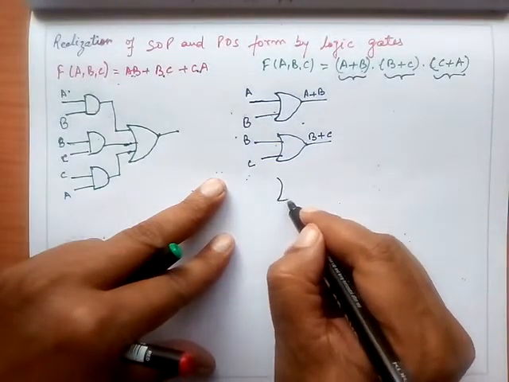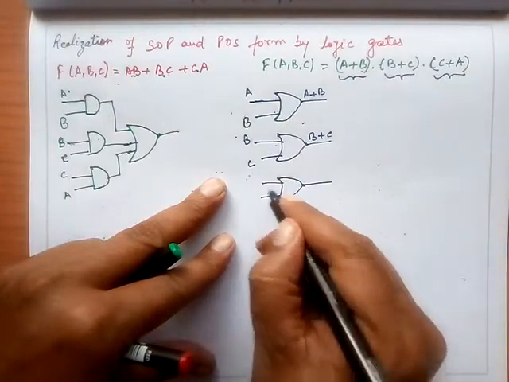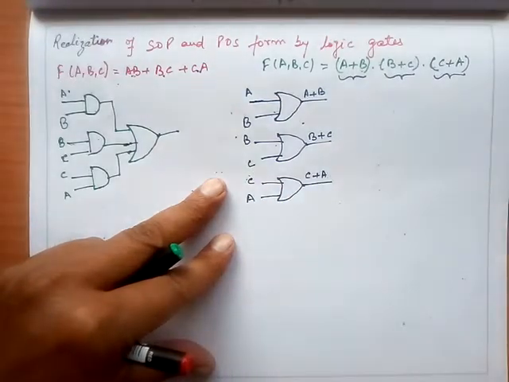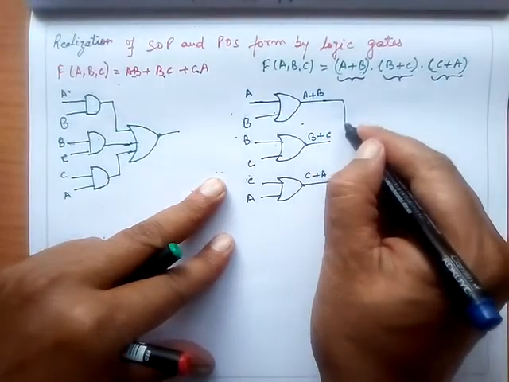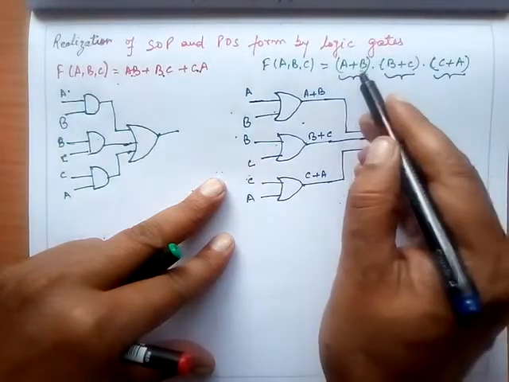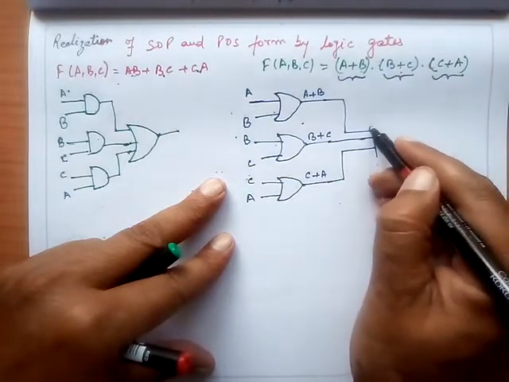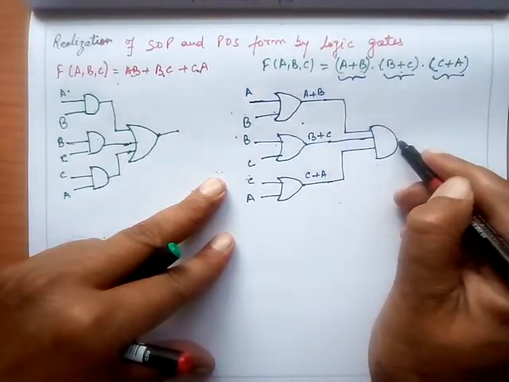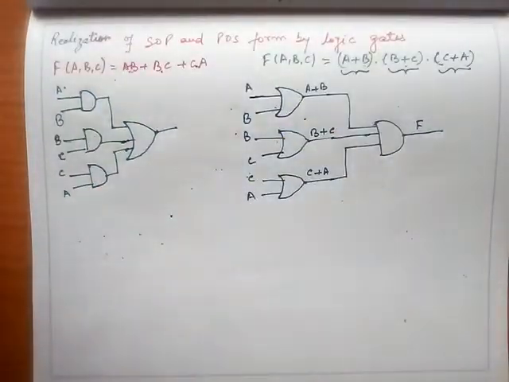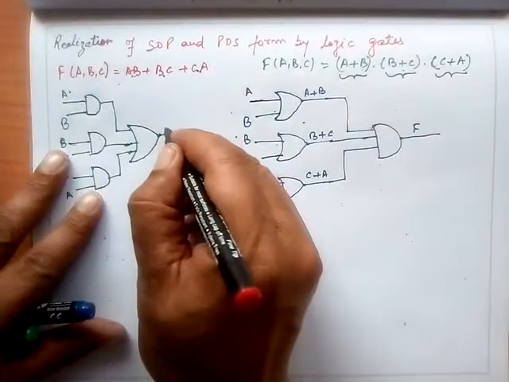And I use another OR gate. The output at this stage, I need C plus A. So I apply the inputs C and A, and the output here will be C plus A. And overall I need the product of these, which is equal to A plus B dot B plus C dot C plus A. So I need an AND gate for this, and I simply apply an AND gate here. So this is my final output F here.